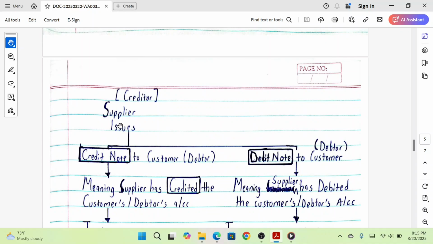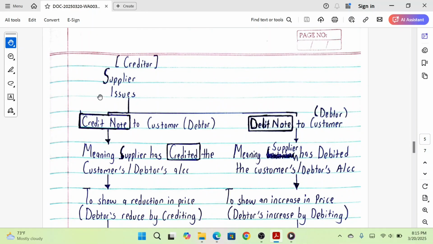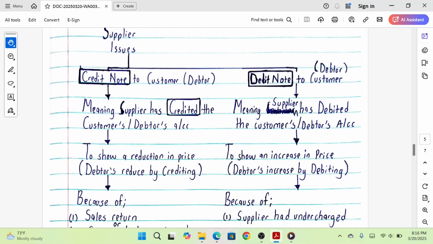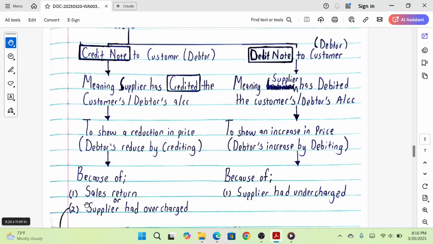the creditor, who's the supplier. What happens when the supplier issues a credit note? So when a supplier issues a credit note to a customer or the debtor, this simply means that the supplier has credited the customer's or debtor's account. And remember from Alice, debtors are reduced by crediting. So this supplier is trying to credit the customer because of the reasons that I've listed here down.